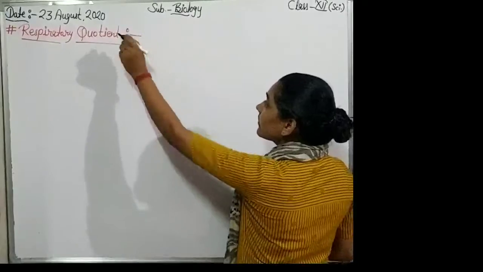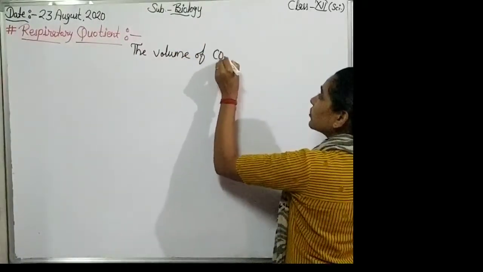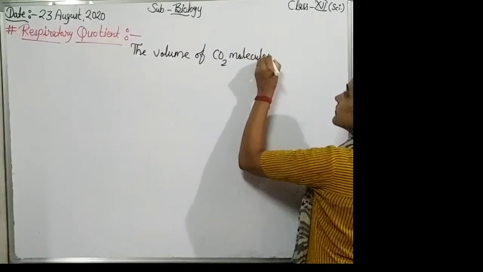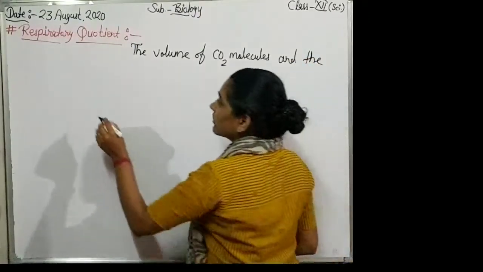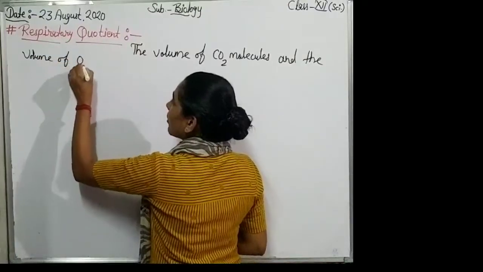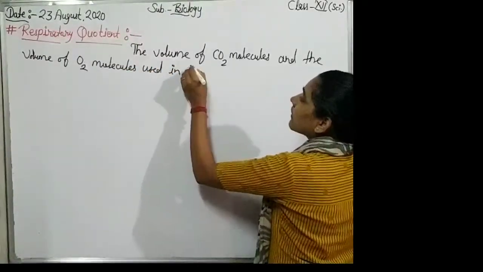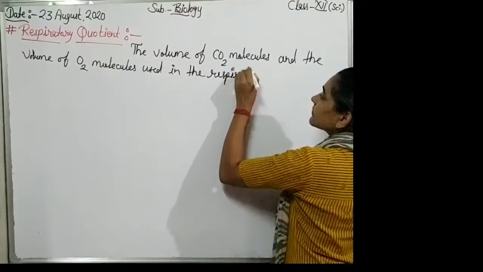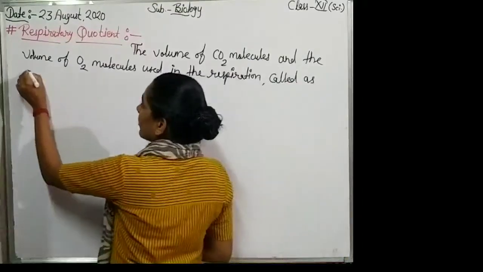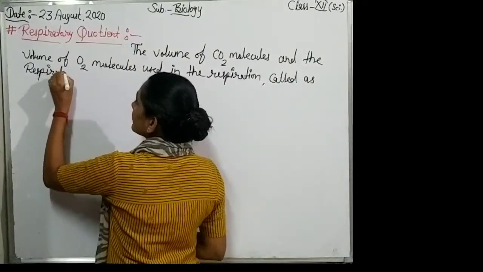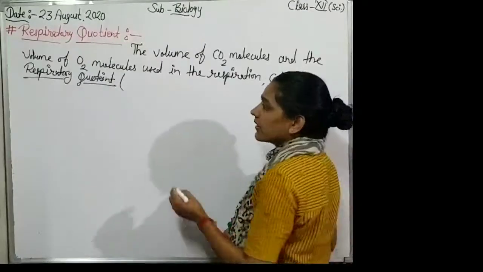So the volume of CO2 molecules released and the volume of oxygen molecules used in the respiration process is called the respiratory quotient. In short, RQ.